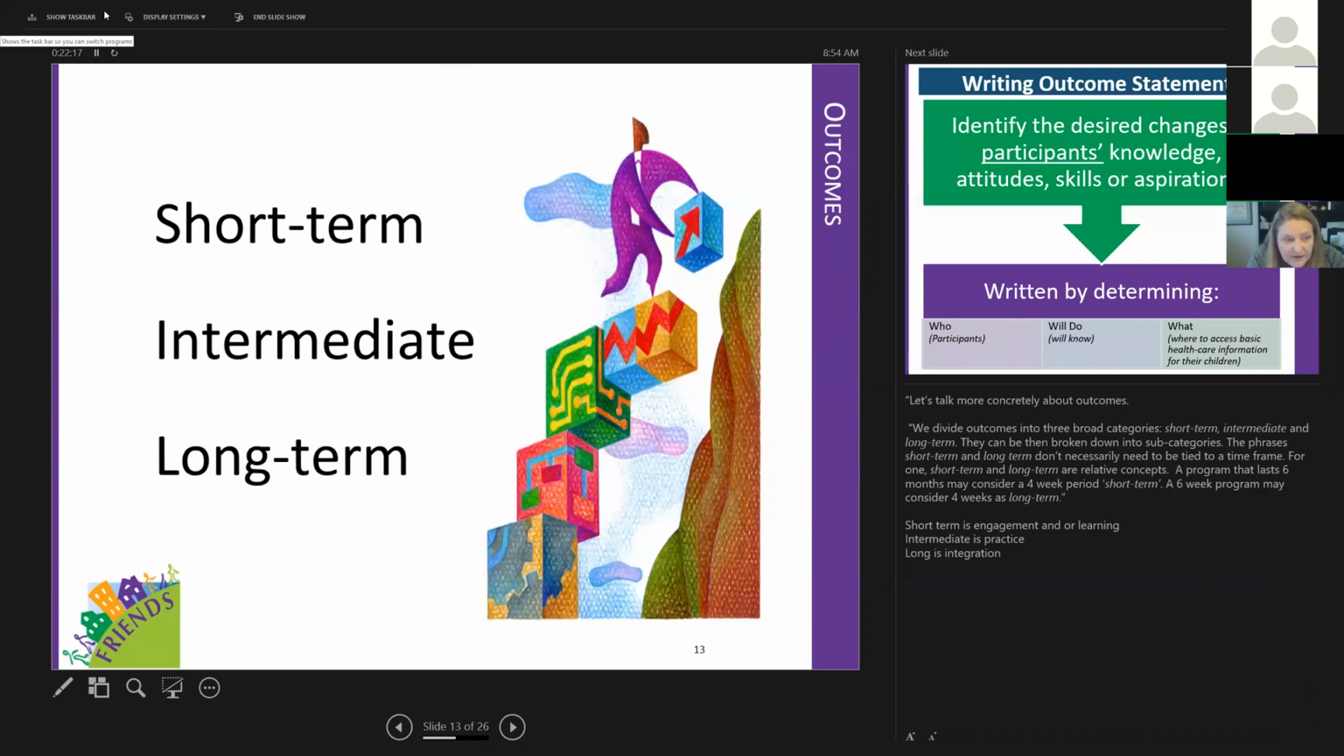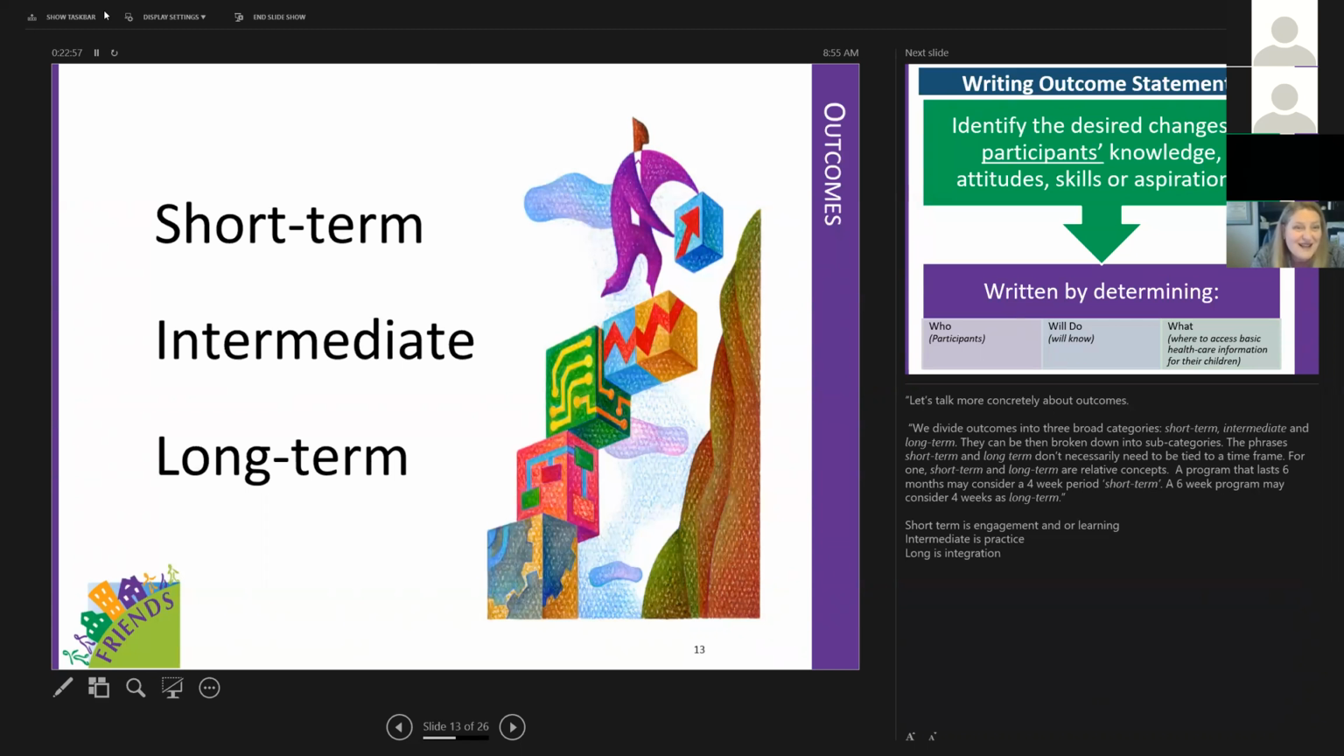So for us, short-term, intermediate, and long-term is less about concrete timeframes and much more about the type of outcome that you're writing. An example there is short-term. For us, those are really engagement or learning outcomes. Folks gain some understanding in a topic that maybe they weren't as familiar with before, or really begin to engage in a process.